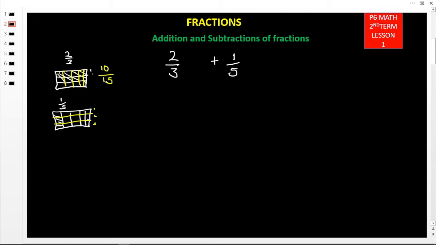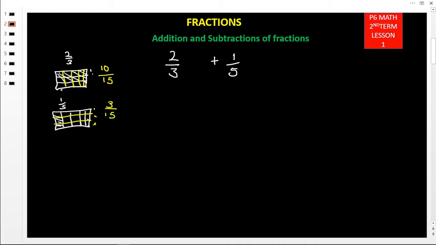Out of 15. Then here we have 1, 2, 3, 1, 2, 3. So here there are 3 parts out of 1, 2, 3, 4, 5, 6, 7, 8, 9, 10, 11, 12, 13, 14, 15. Out of 15. So why did we do this one? In order to get equal numbers. So this one has been divided into 15 parts.